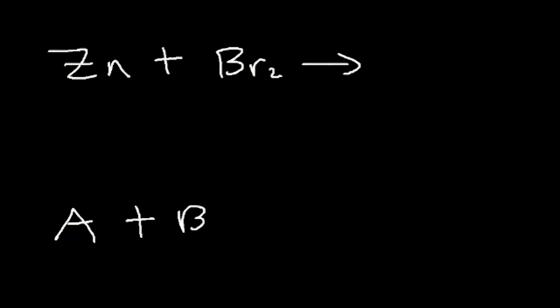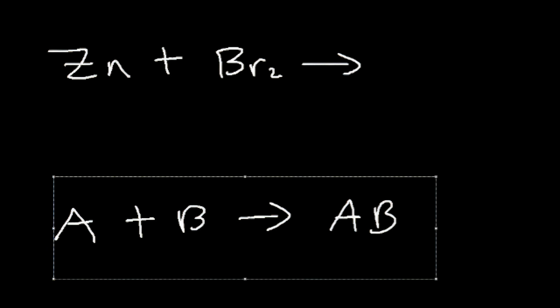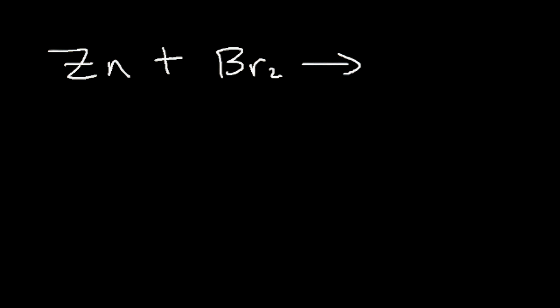Here's a reaction for you. When zinc is mixed with elemental bromine, what's going to happen? What product will be produced? This is a combination reaction. If you mix A and B and you get a single product, that's known as a combination reaction. Not every combination reaction is a redox reaction. Some are, some are not.